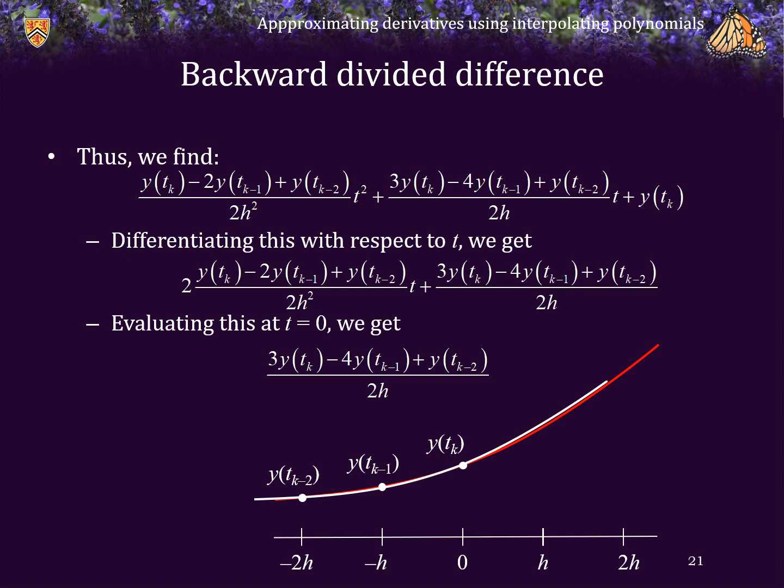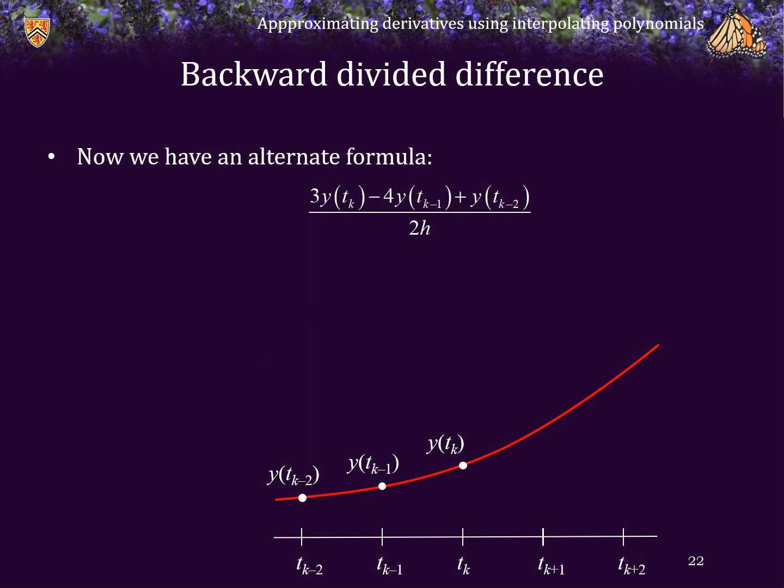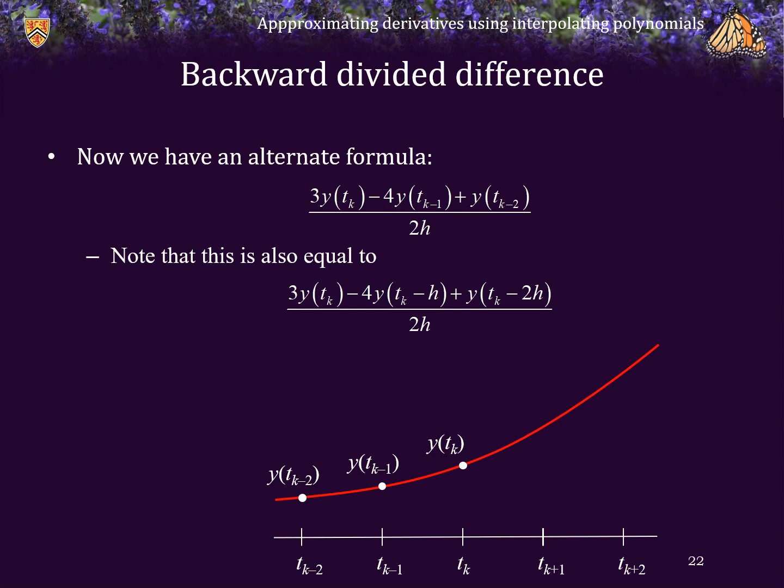All right, so we have a nice formula. Going back to our original points, we now have a nice formula that approximates the derivative at t sub k using the values of y for t sub k minus 1, and t sub k minus 2. This is also equivalent to this formula where instead we have 3 times the value of y at t sub k minus 4 times the value of y at t sub k minus h plus y at t sub k minus 2h, all over 2h. But once again, what's the error?